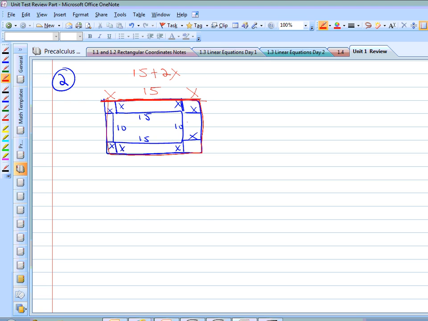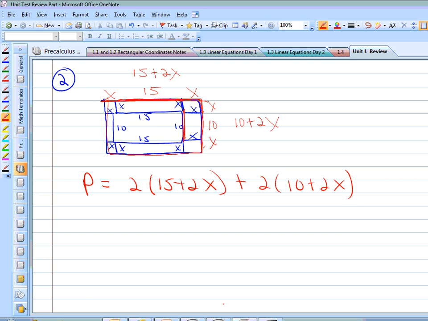On the side, we know that this part of the walkway is 10, and we know this part is x, and this part is x, so we would have 10 plus 2x. And if we want the perimeter, we would have 2 of these and 2 of these. So let's write our perimeter formula. So our perimeter would be 2 times that 15 plus 2x. And we would have to add to it 2 of the other side, so 2 times 10 plus 2x.